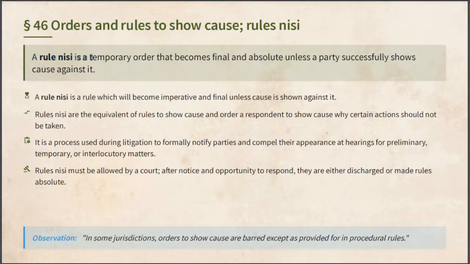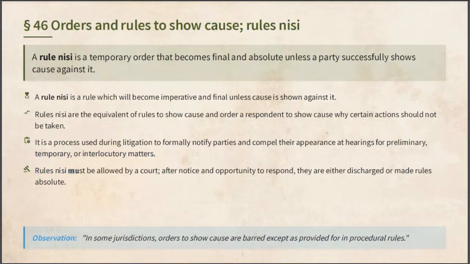Okay, a rule nisi is a temporary order that becomes final and absolute unless a party successfully shows cause against it. A rule nisi is a rule which will become imperative and final unless cause is shown against it. Rules nisi are the equivalent of rules to show cause and order a respondent to show cause why certain actions should not be taken. It is a process used during litigation to formally notify parties and compel their appearance at hearings for preliminary, temporary, or interlocutory matters.